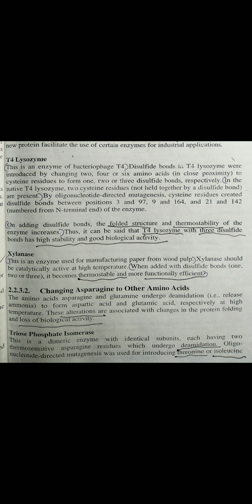The disulfide bond is added in T4 lysozyme by changing 2, 4 or 6 amino acids to cysteine residues. Now, these cysteine residues form 1, 2 or 3 disulfide bonds respectively. In basic or native T4 lysozyme, 2 cysteine residues are present, and these 2 cysteine residues are added by the mutagenesis process, and it creates the disulfide bond in the enzyme.